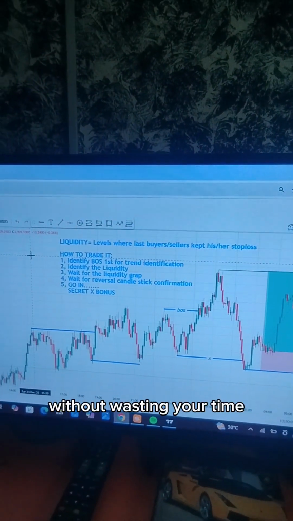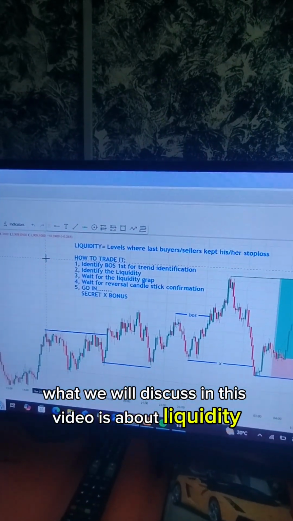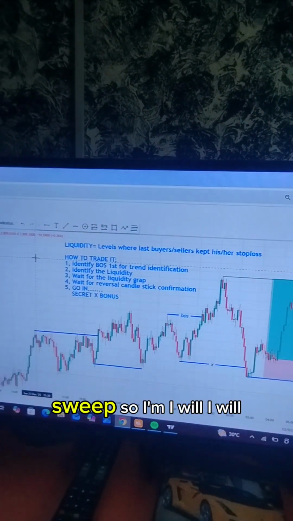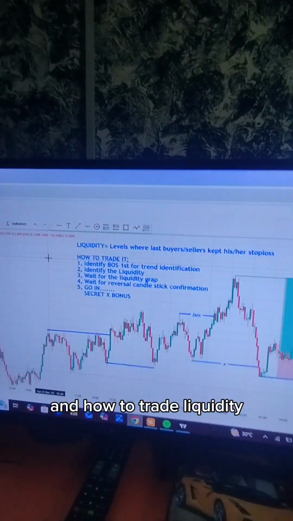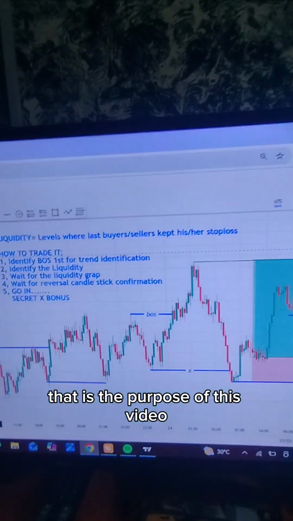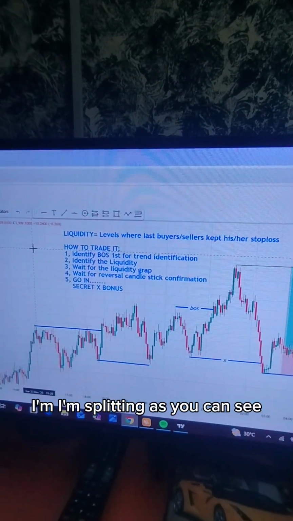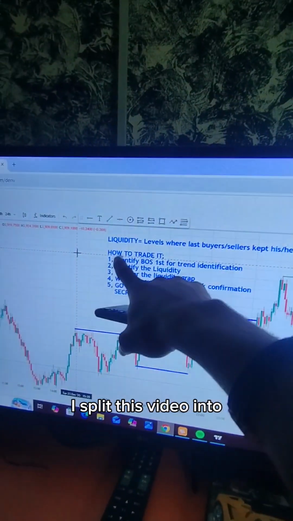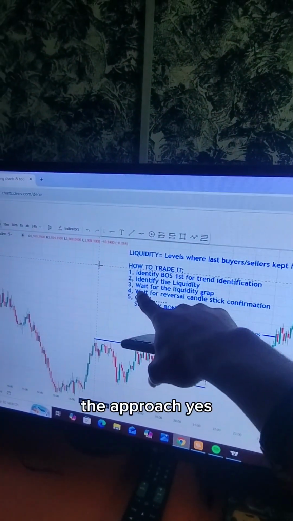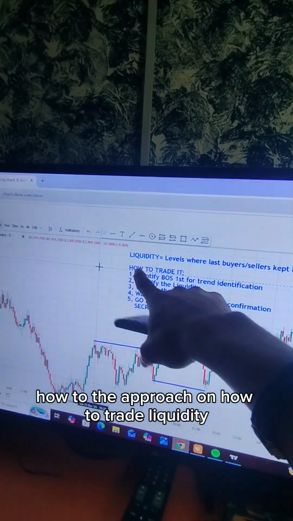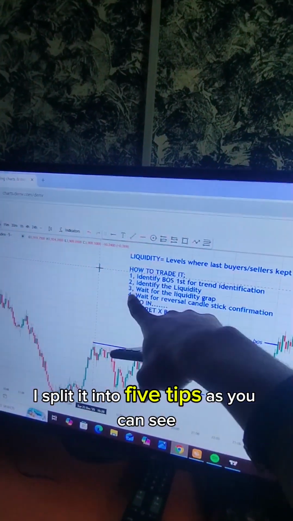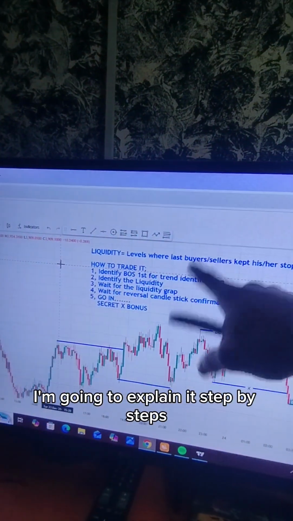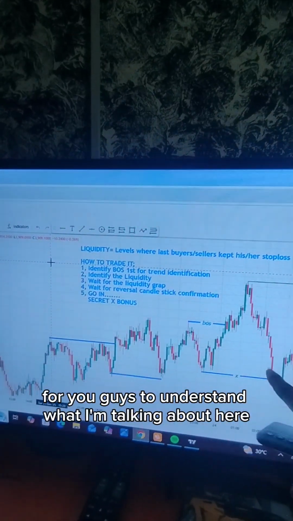Without wasting your time, what we will discuss in this video is about liquidity sweep. So I will share with you how to identify and how to trade liquidities. That is the purpose of this video. As you can see, I split the approach on how to trade liquidity into 5 tips. I'm going to explain it step by step for you guys to understand what I'm talking about here.